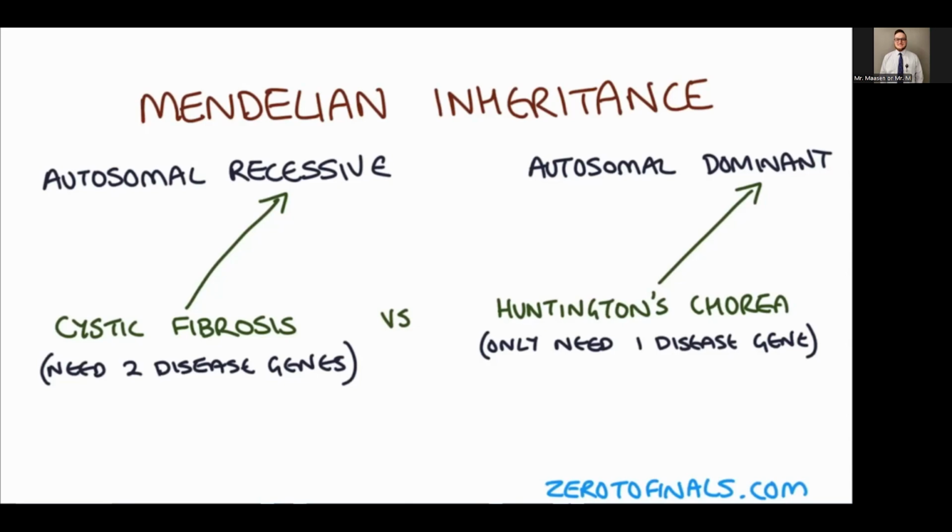In this scenario, you're called a carrier because you don't actually have the disease, but you do have the capacity to pass it on to your offspring.